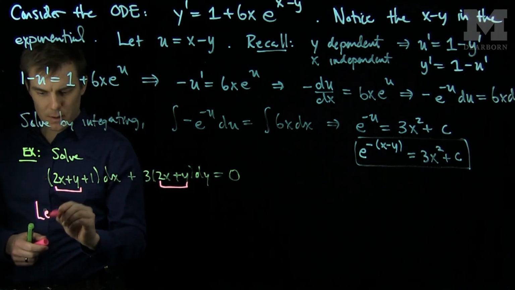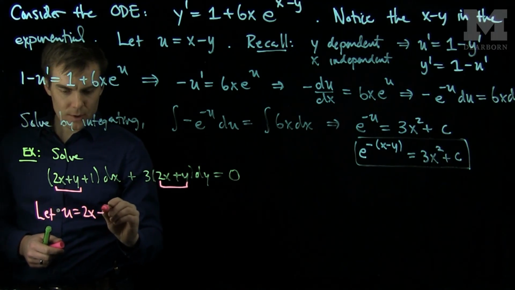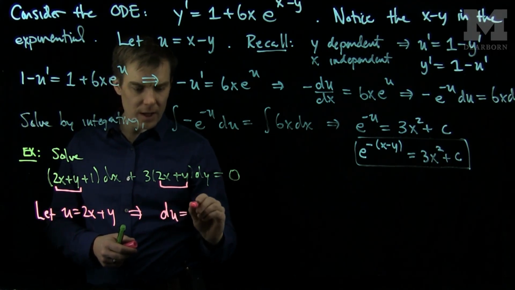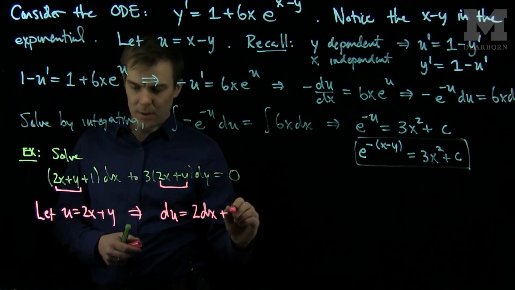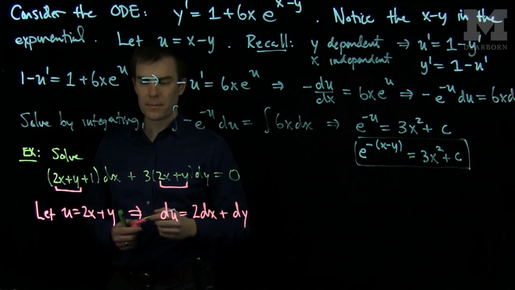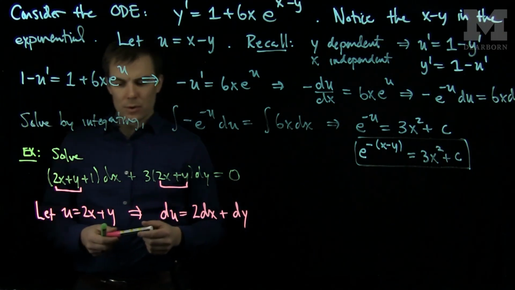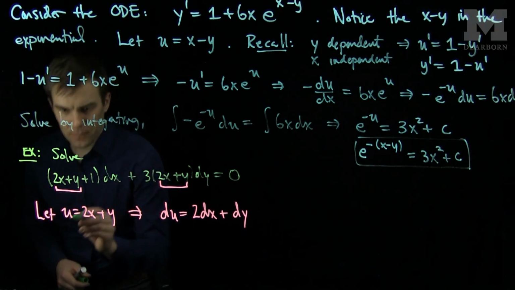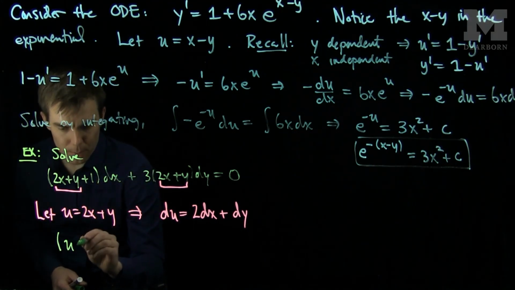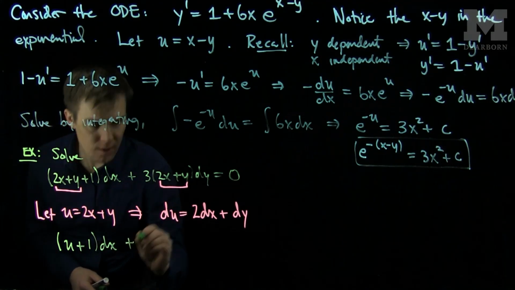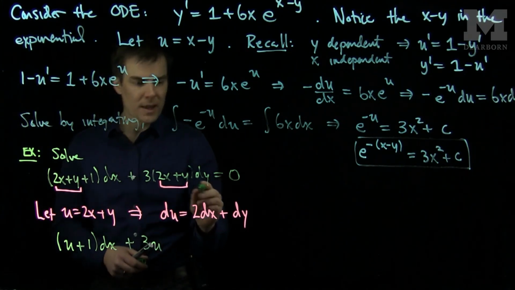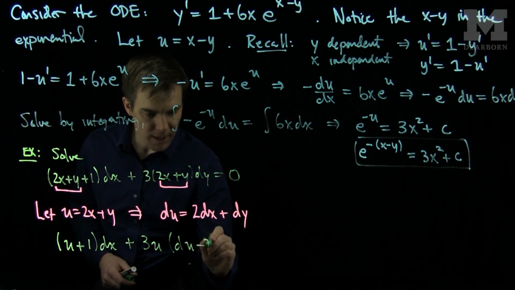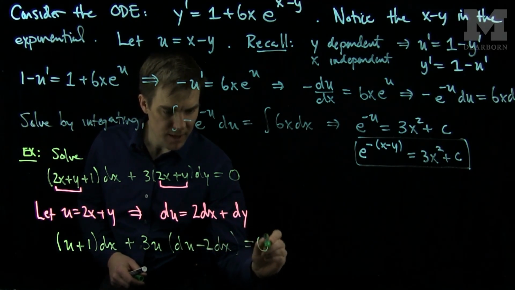So if we let u be 2x plus y, this will imply that du is 2 dx plus dy. And now we can substitute in and figure out what the variables are going to give us. What will happen over here is my differential equation will now become (u plus 1) dx plus 3u, and now I'll have a dy. But we see from the above equation that dy is really du minus 2 dx. And this is equal to 0.